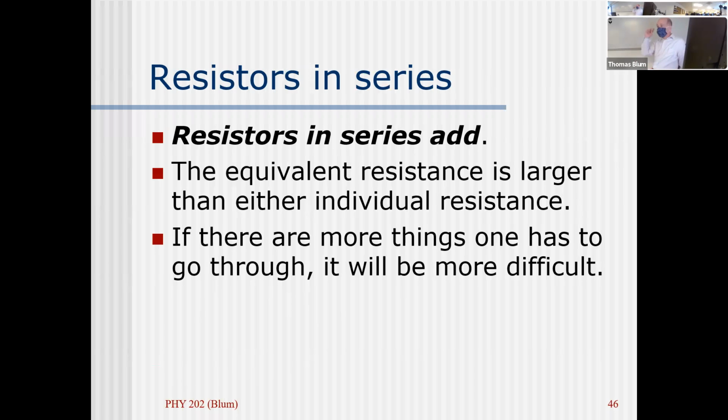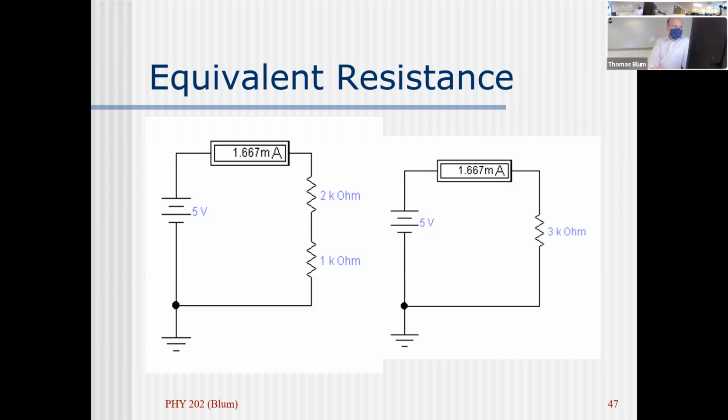All right. So resistors in series add. The equivalent resistance is larger because if you have two tasks, then it's harder than if there's just one thing, and they see the same current. Okay, so here is my simulation with 1 and 2 in series, and 1 and 2, when I add them, gives me 3. I'm good about math like that. And you see that the meter is reading the same amount of current, 1.667 milliamps.